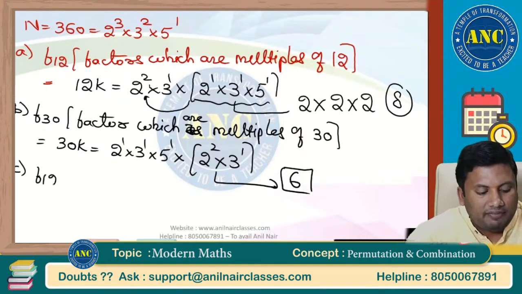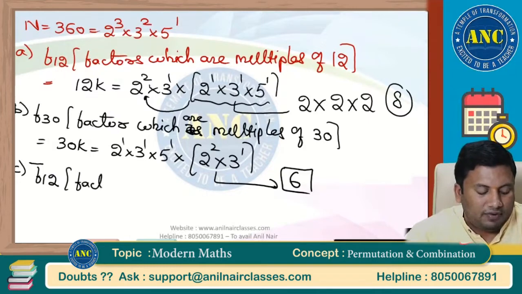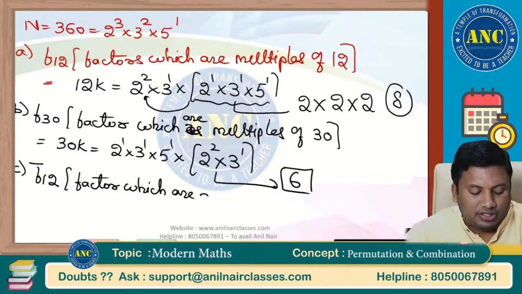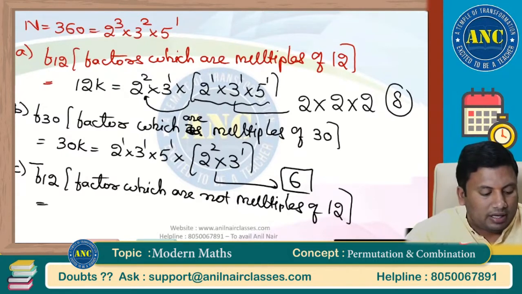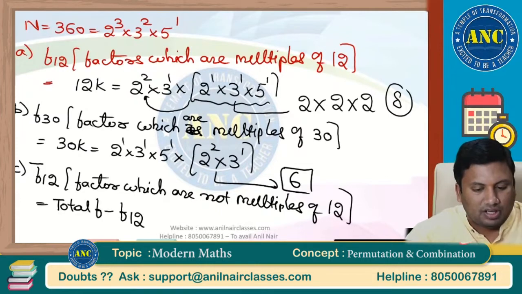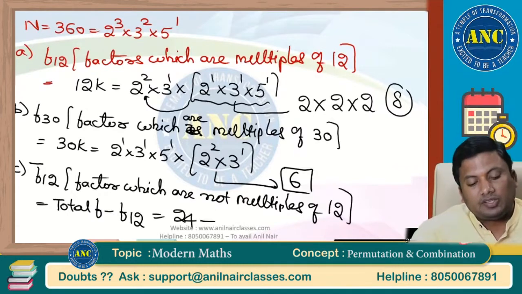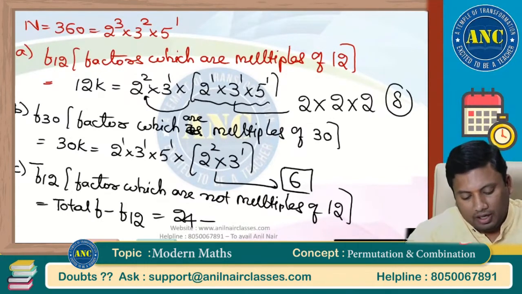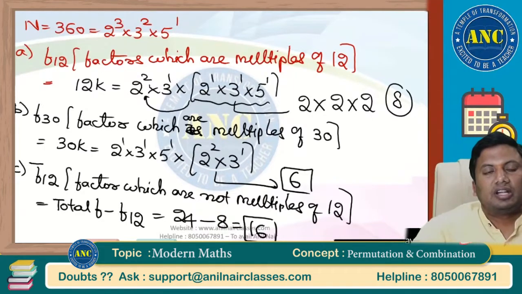Another question. Factors which are not multiples of 12. Factors which are not multiples of 12 are nothing but total factors minus factors which are multiples of 12. Total factors are 24, minus factors which are multiples of 12, which is nothing but 8. 24 minus 8 is nothing but 16.